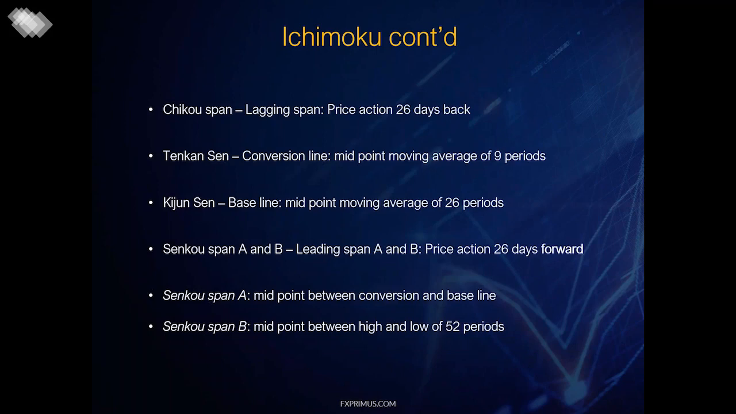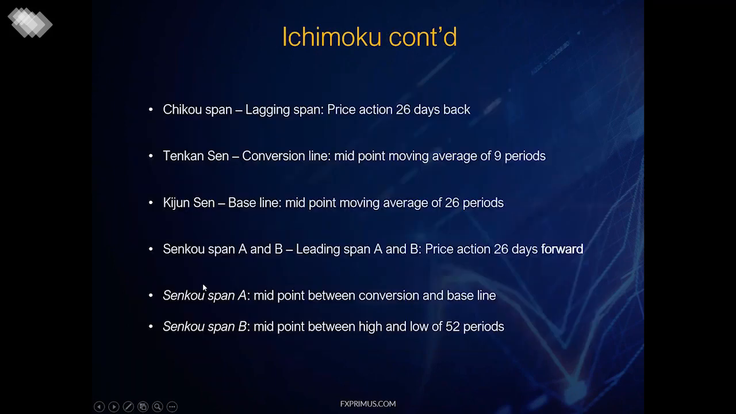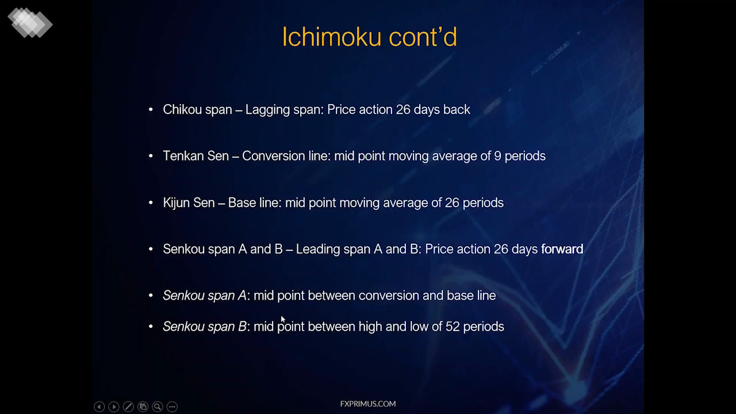Now the Senkou span A and B, which is what produces the Ichimoku cloud, are the leading span A and B. It's the price action of 26 days forward. Pay attention to this, forward. Now the Senkou span A is the midpoint between the conversion line and the baseline, and Senkou span B is the midpoint between the high and low of 52 periods.